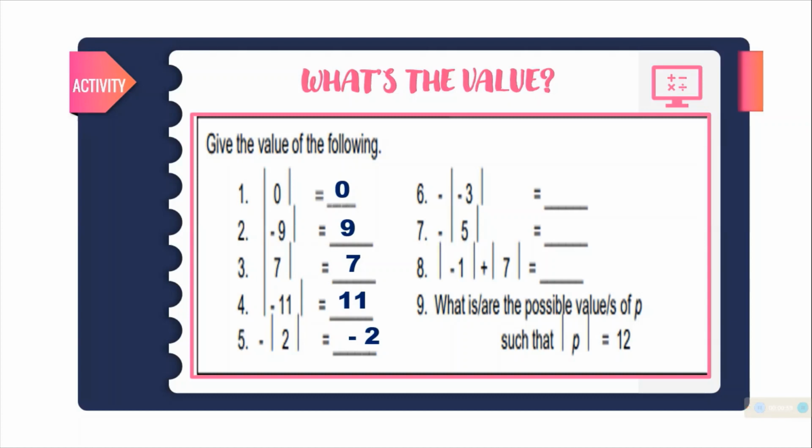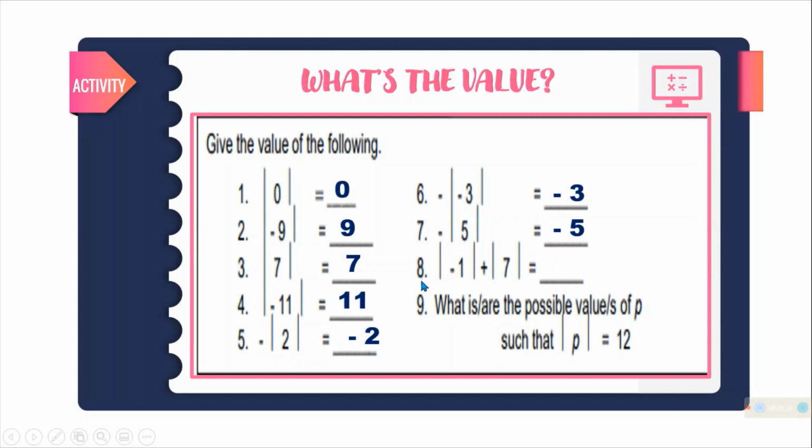Then, number 6. Nasa labas din si negative. And then, may negative din sa loob. Paglabas sa absolute value of negative 3 is positive 3. Since may negative sa labas, so ang answer niya is negative 3. This number 7, negative 5. Kasi nasa labas din wala sa loob.